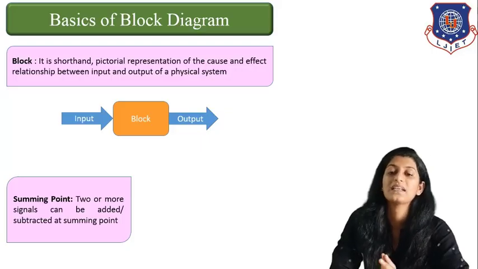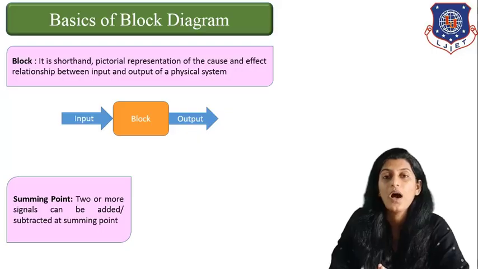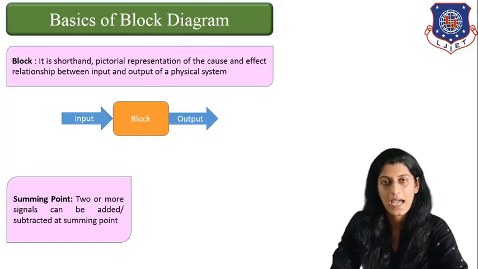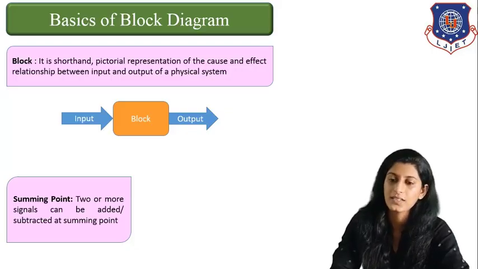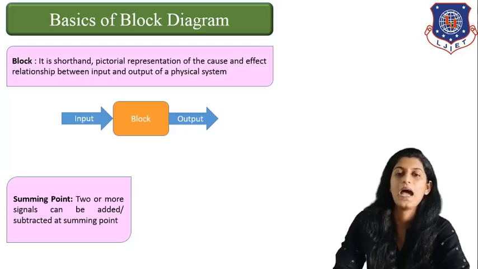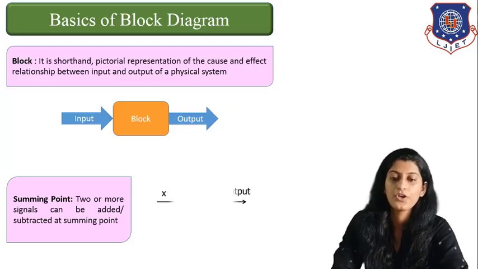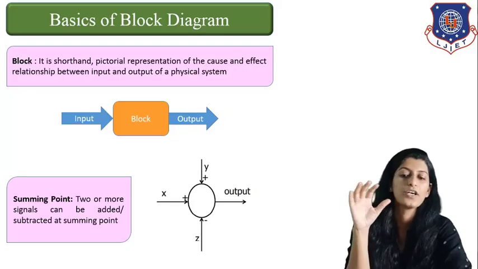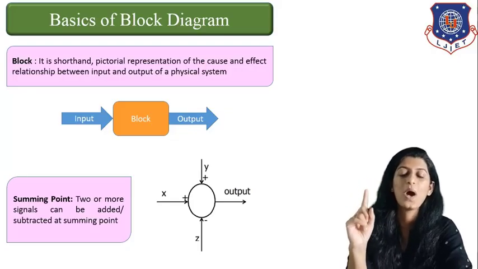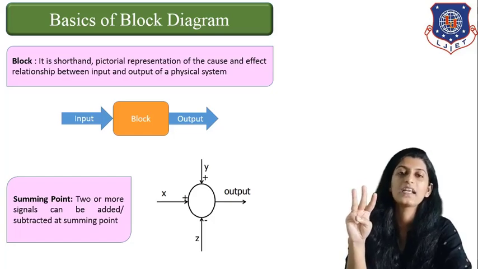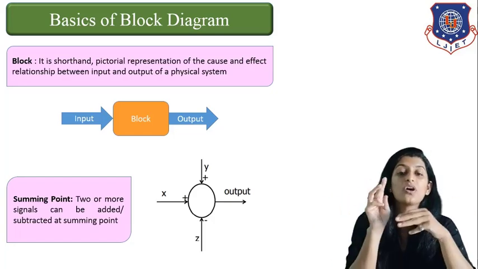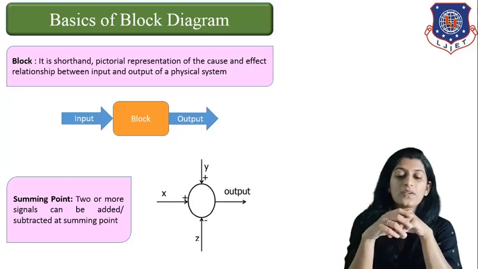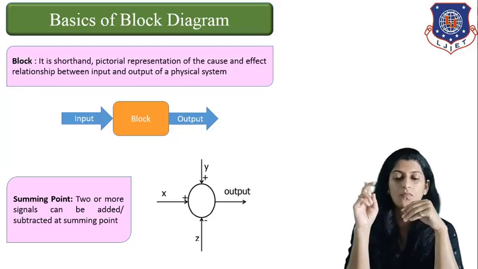So a summing point is basically a point where two or more signals can be either added or subtracted to give you the desired result. Correct. So if you see here, this is an example of a summing point. As you can see, at one given point there are three different signals coming in, right?